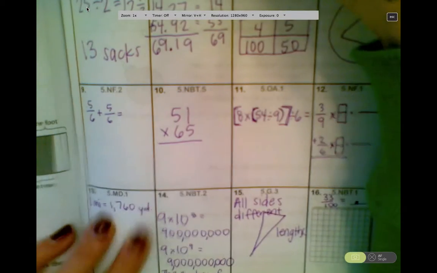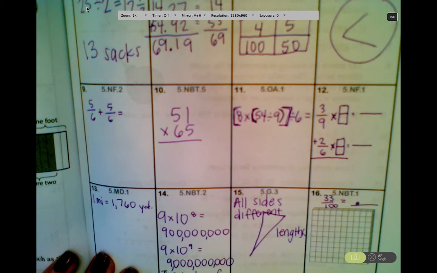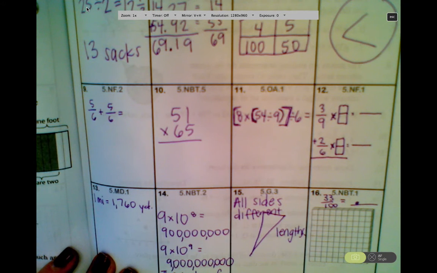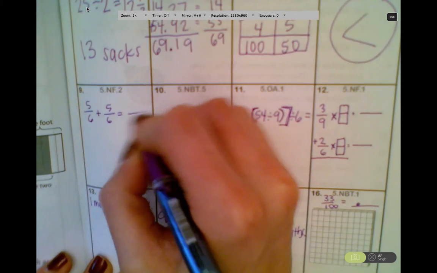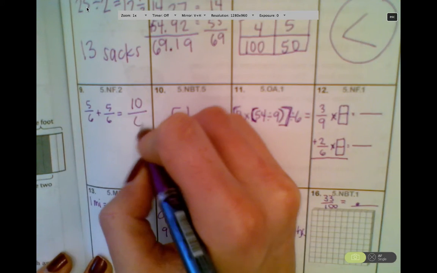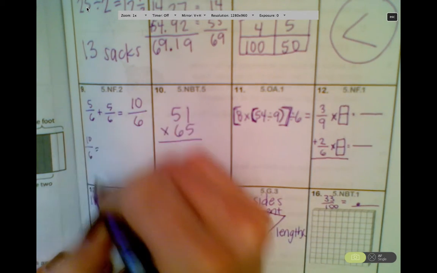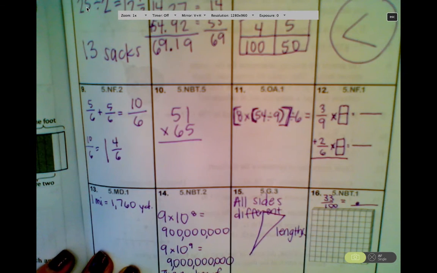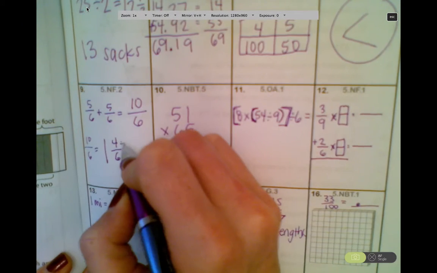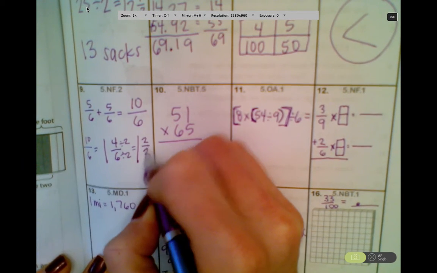Number 9, to add these fractions, 5/6 plus 5/6. It says the length of the carpet square was 5/6 of a foot. If 2 carpet squares were placed side by side, what would be the combined length? Well, the denominators are the same, so we know that we can just add normally in the numerators and keep the denominator the same. 10/6 is an improper fraction, so we can turn it into a mixed number, which would be 1 and 4/6. And if you simplified from there, you can divide the numerator and the denominator by 2, and you get 1 and 2/3.